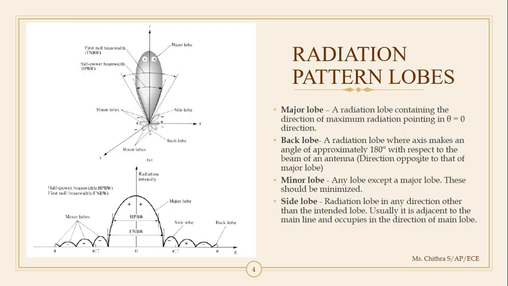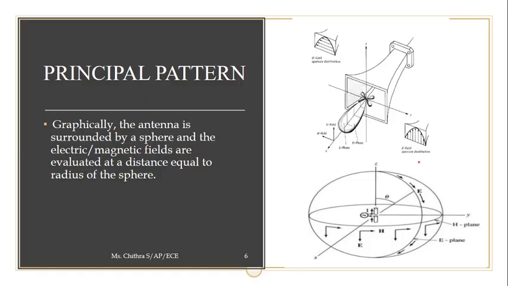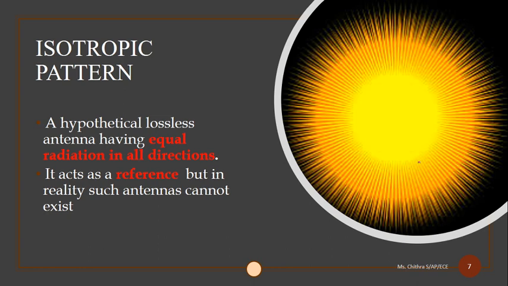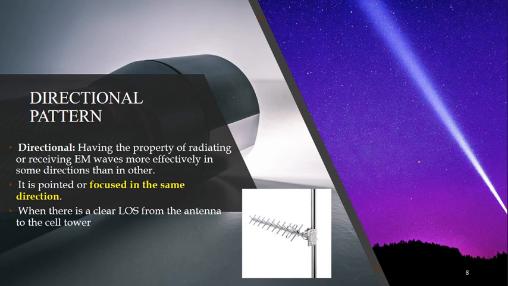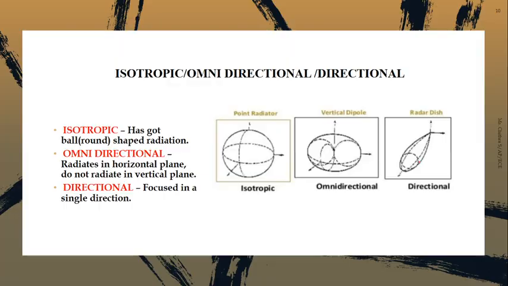That is why we use the Poynting vector here. Fine. Next we saw the various lobes that are present, which are the major lobe, back lobe, minor lobe and side lobes. Then we saw what was half power beamwidth and first null beamwidth. And we saw the principal pattern and three other patterns: isotropic pattern, the example being the sun; directional pattern, the example being your flashlight or torchlight, which throws out light focusing only on one main direction; and omnidirectional pattern, the example being a light bulb which spreads out light only in one plane, for example the horizontal plane, and in the other plane there will not be any radiations.